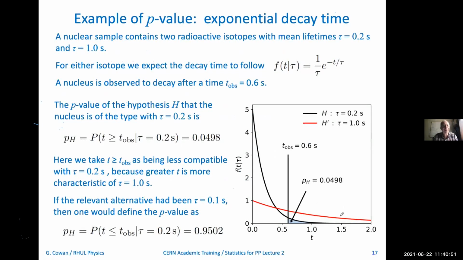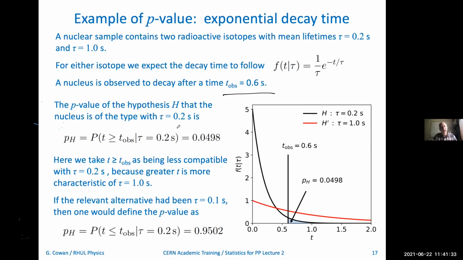All right, so here's a simple example. Let's suppose that we have a bunch of nuclei, and we know that they come in only two possible isotopes. One has a mean lifetime of 0.2 seconds, and one has a mean lifetime of 1 second. Now, that means that for either type of nucleus, you expect the decay time to follow this exponential decay law, but the appropriate value of tau will depend on which of the two isotopes the nucleus is of. Right? And now you look at an individual nucleus and you measure its decay time, and you find 0.6 seconds.